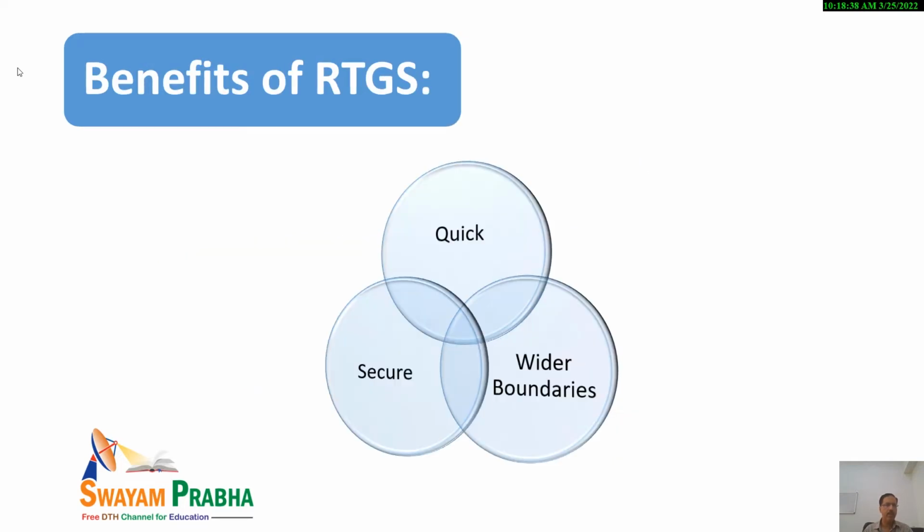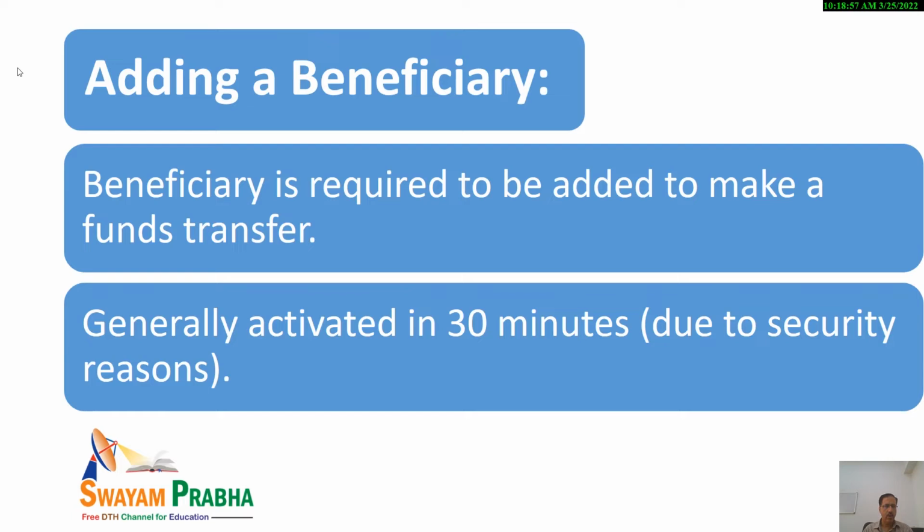Now, what are the benefits of RTGS? I have just mentioned that it is instant, very, very quick, and wider boundaries are covered by RTGS, and moreover, it is very much secure. Now, how to add a beneficiary? Please note that in order to make the payment through NEFT or RTGS, we need a beneficiary.